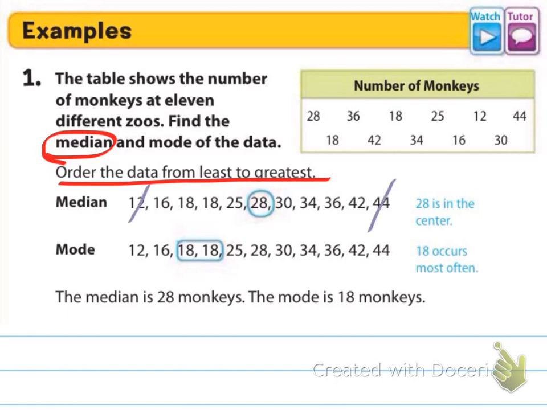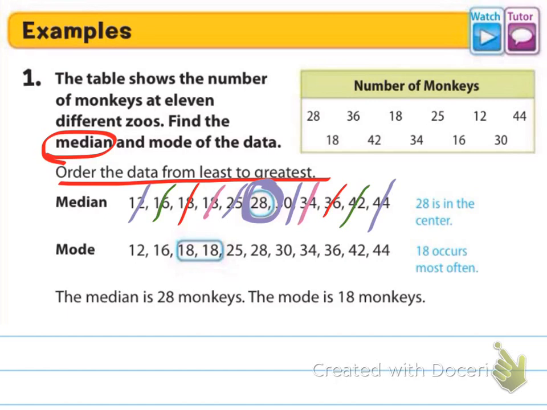Tag you're it. Ding, ding, ding, ding, ding, ding. The winner chicken dinner is number 28. So that's the median. It's in the center of the data set.